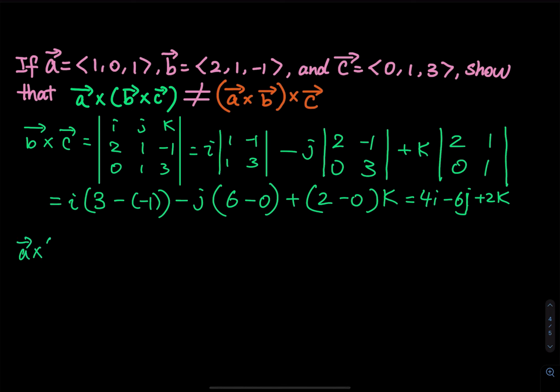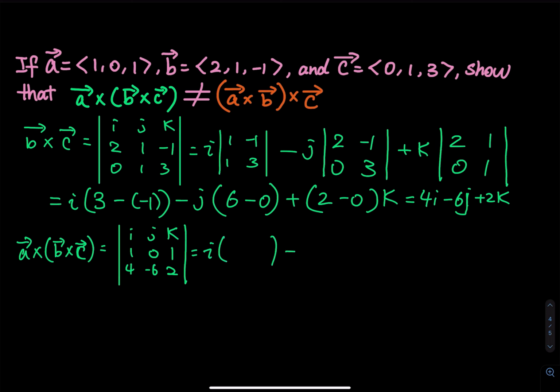And then for the A cross product, we have vector A, and then we cross B cross C. What do we get here? We have also I, J, and K. So vector A, we have 1, 0, 1. And then how about B cross C? For B cross C, you take the previous result right over here: 4, negative 6, and positive 2. So we have I, and then minus J, and then plus K.